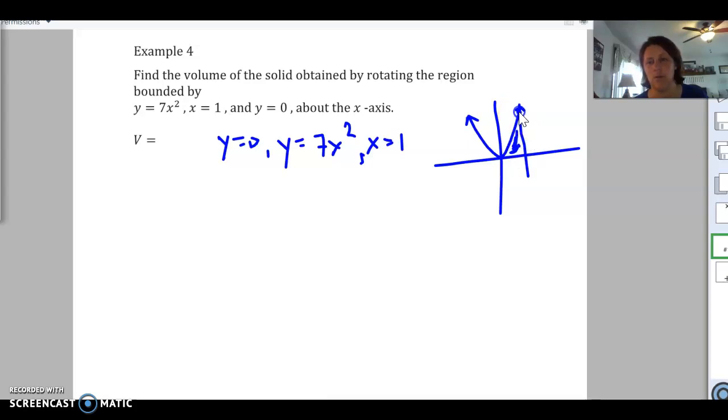We do want to know where these are going to cross. That's going to be at the point (1, 7). I know that because I know that line is at x equals 1. I can plug 1 into this equation and I get 7. So that's where I know that those 2 curves are going to cross, at (1, 7).